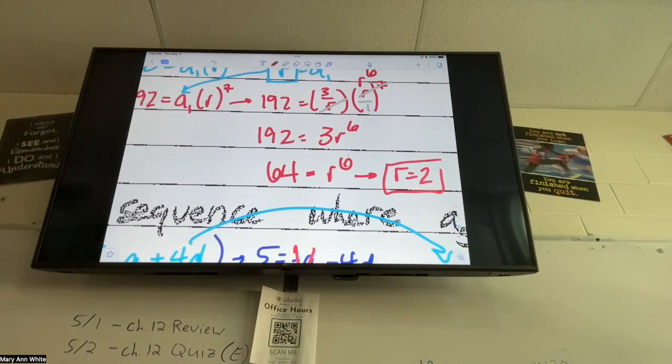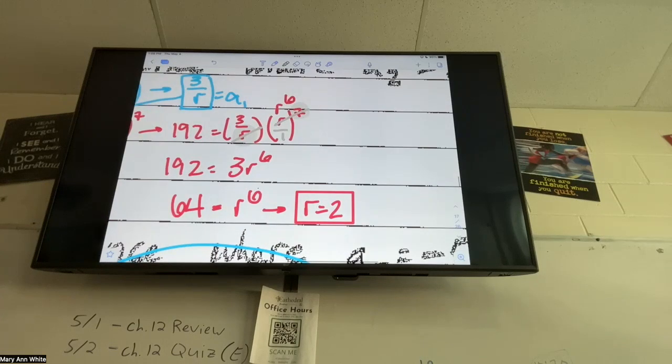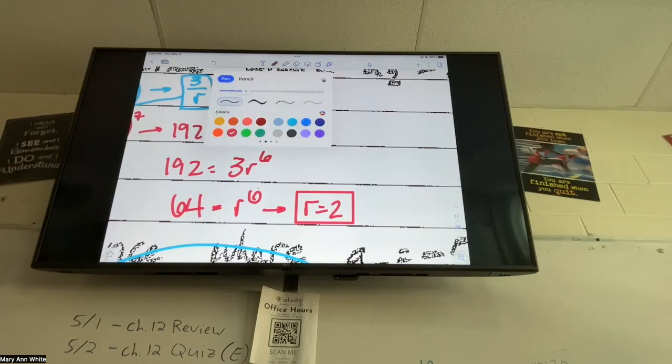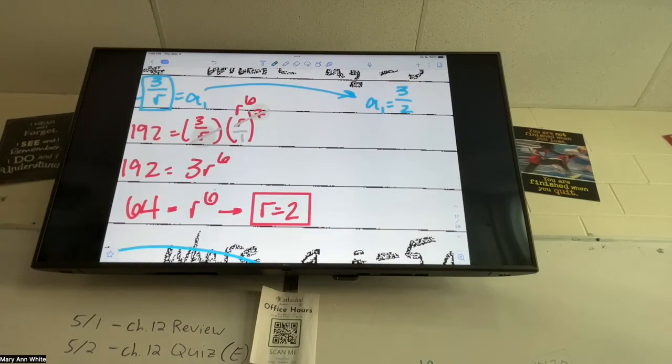Yeah, Charlie. How did you get the exponent of the 6? It was 7, and that was on top, and I had an r on the bottom. So when I had 7 on top and 1 on bottom, I take away 1 from each, and I'm left with 6 on top and 0 on bottom. Am I done? Plug it in, we want the first term. So I'm actually going to take where I just left off with my a sub 1. a sub 1 equals 3 over r. Well, r is 2, so a sub 1 equals 3/2. Funky, but that is okay.